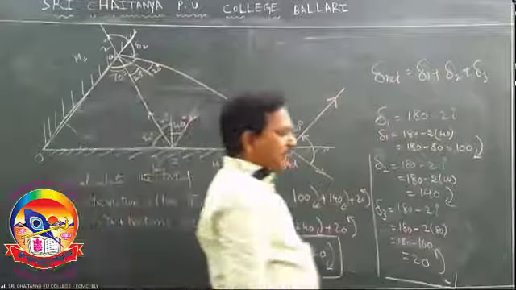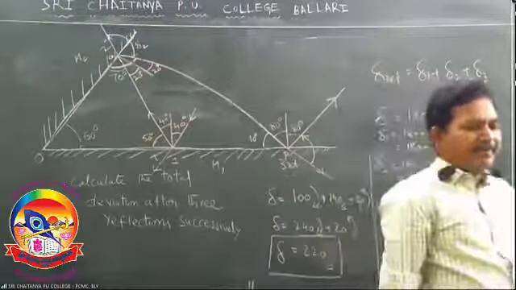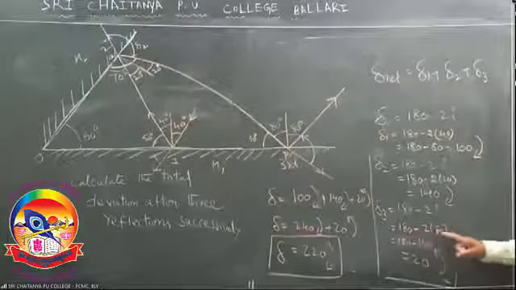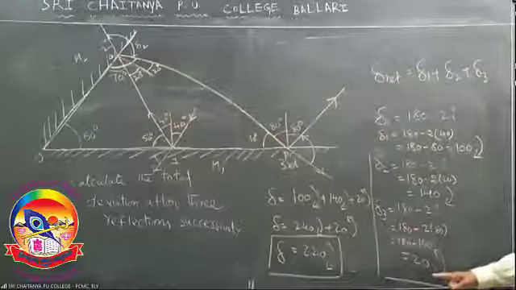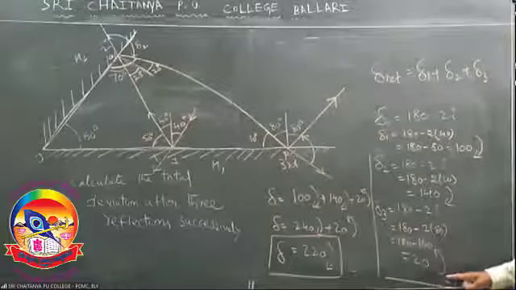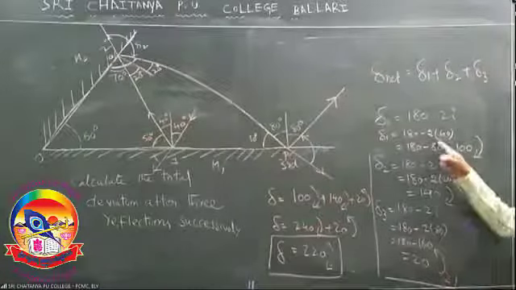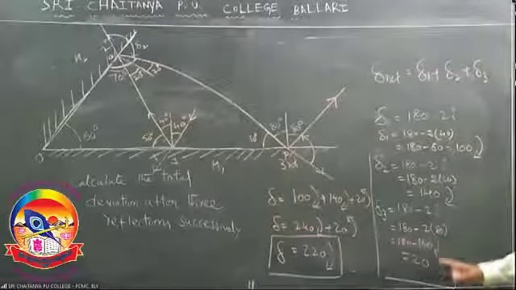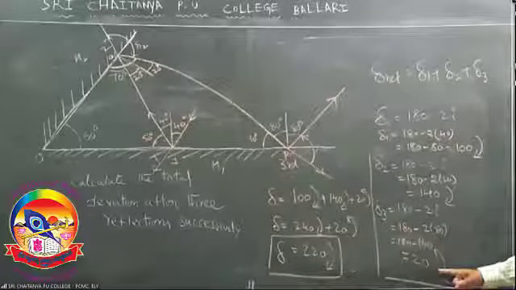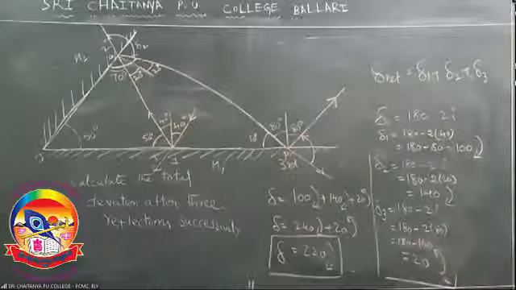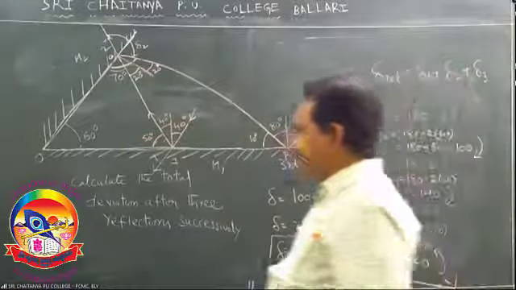Calculate delta 3, the deviation at the third reflection. 180 minus 2i. 180 minus 2 into 80. 2 into 80, 160. 180 minus 160, 20. But the direction is anti-clockwise. One is clockwise, another one is clockwise, another one is anti-clockwise. So net deviation, adding all of them.